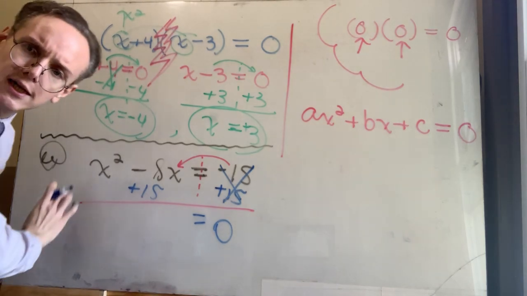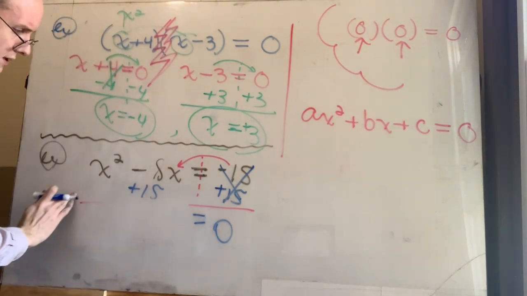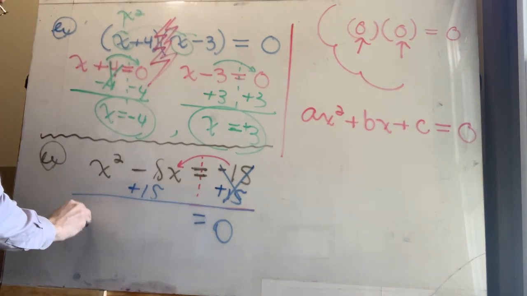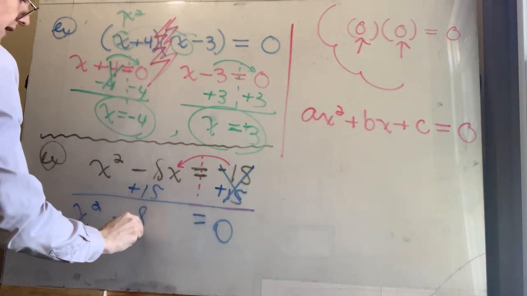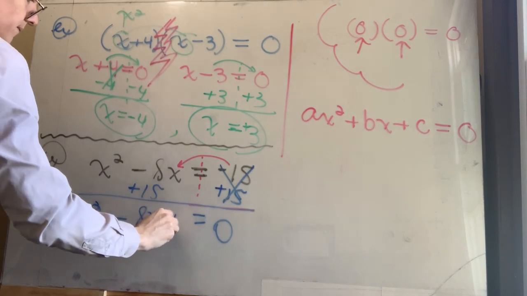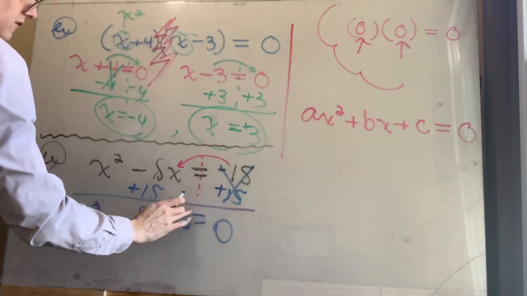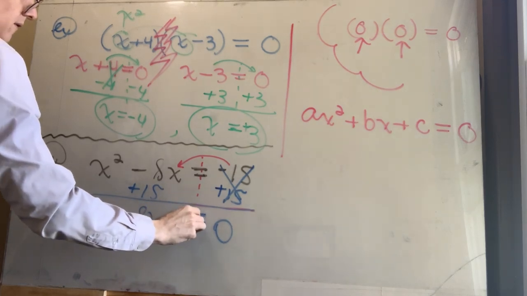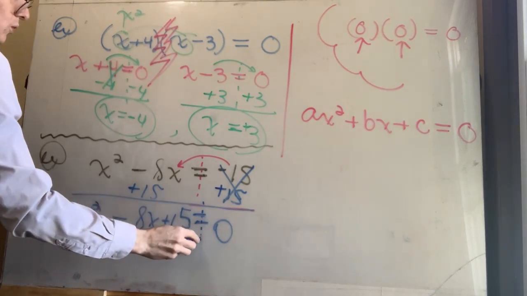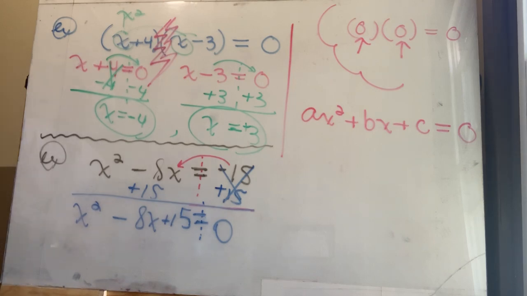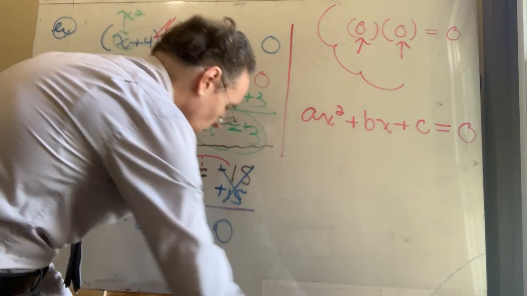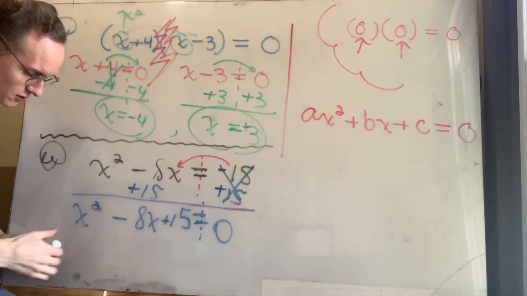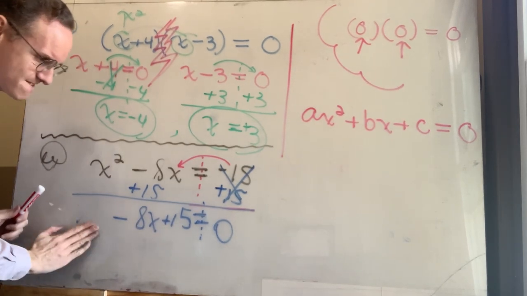And then I should put it in descending order, which would be nice and neat. That's the good etiquette of math, if you will. So you have x squared minus 8x plus 15. That is a 15, I swear. Okay. Now look at what you have. You have a trinomial. It's a little bit sloppily drawn.